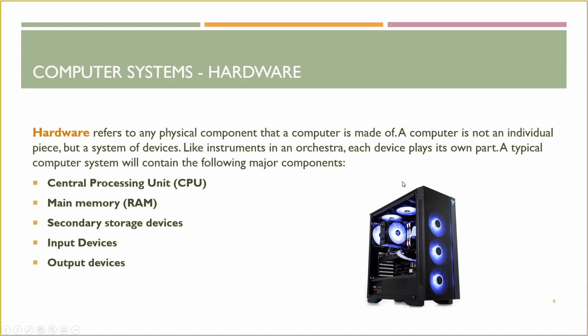If you want to think about it, an orchestra is made up of several instruments, right? Just like an orchestra, a computer is made up of several devices. Every one of those devices plays its own part. Your typical computer system will contain the following major components. So we have the central processing unit, we have our memory, we have storage devices, and we have our input and output devices. So we'll talk a little bit more about those.